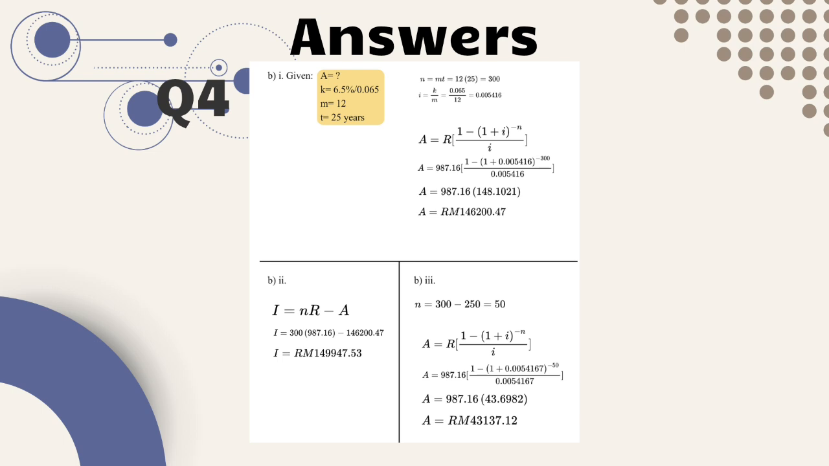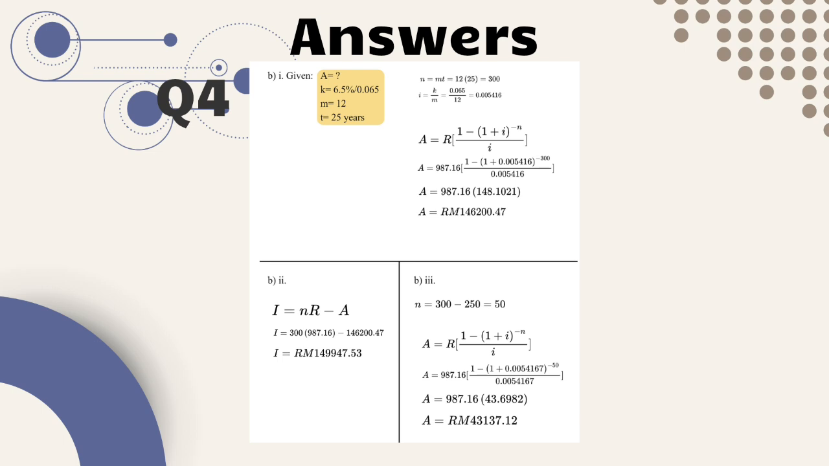Next question is B2. Calculate the interest paid for the loan. In this question, we use I equal to nR minus A. After putting the amount in the formula, we can get I equal to 300 times 987.16 minus 146,200.47. The value of I is 149,947 ringgit 53 cents.